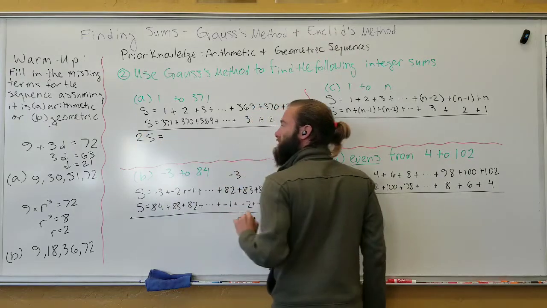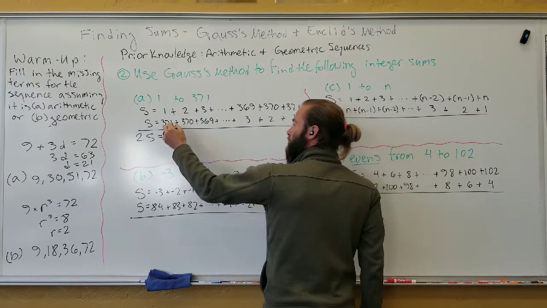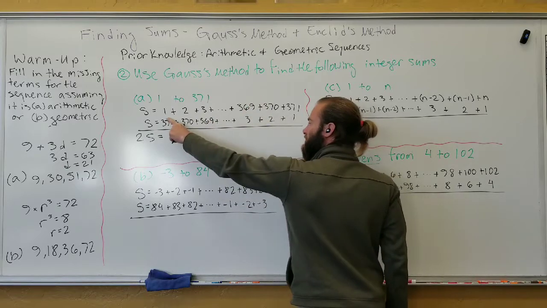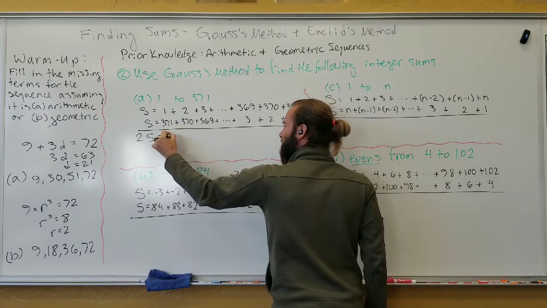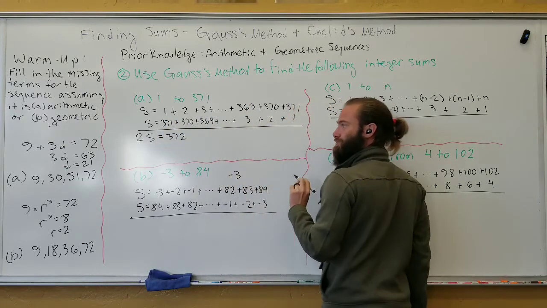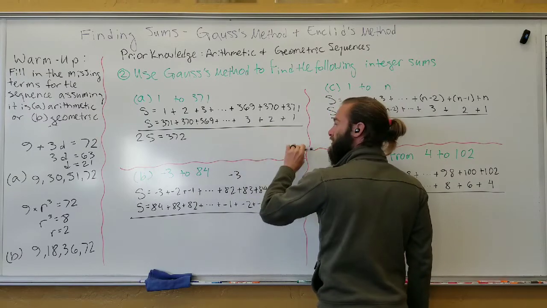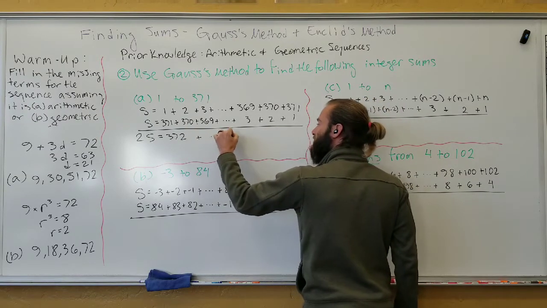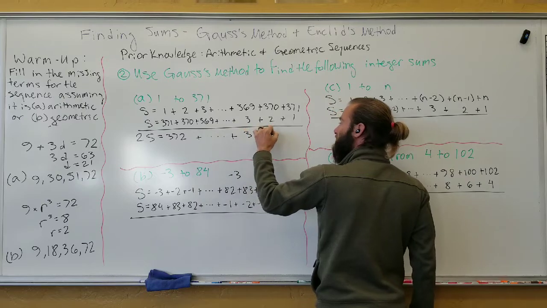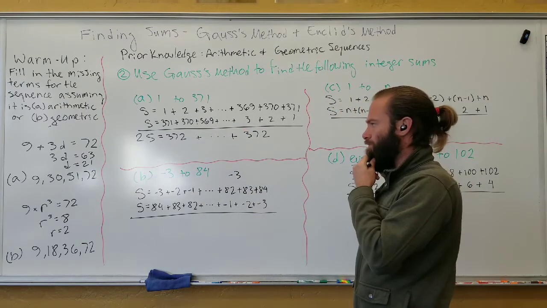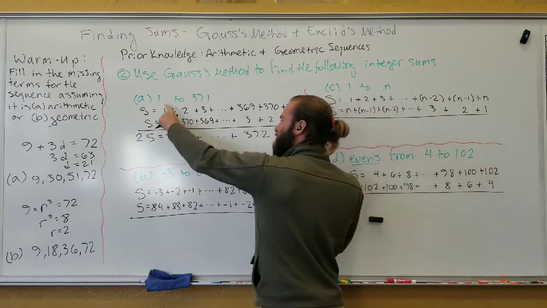Following the same process, adding this together, we get 2s equals, well, look what each of these things as we lined it up in reverse adds to 372, right? Each of these things adds to 372. So what we have is just a bunch of copies of 372. And the question is, how many pairs do we have?